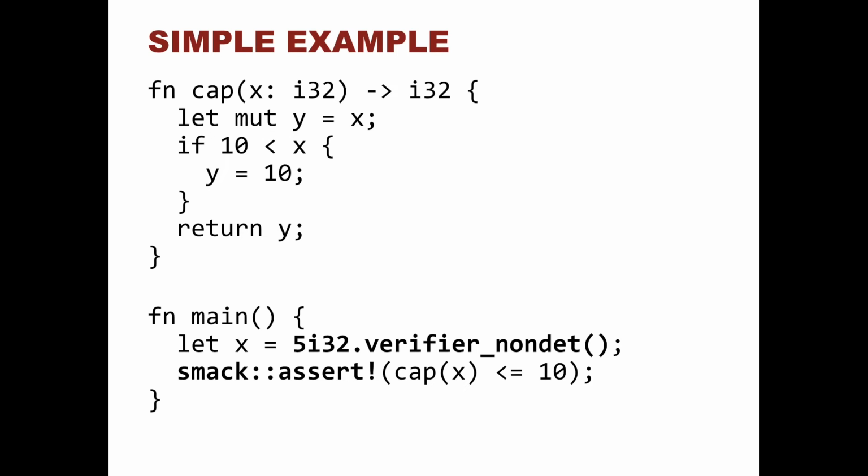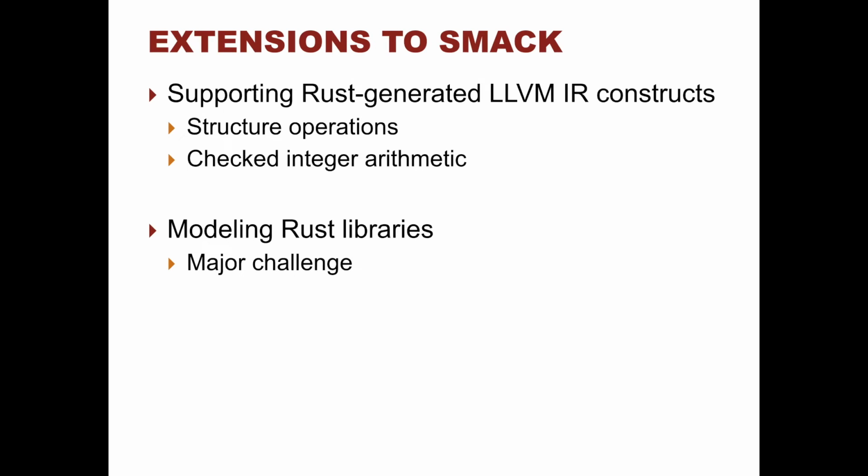And then if you run SMACK on this, x is going to be an unconstrained non-deterministic value, and it's going to discharge this assertion. And this is a very easy example. Okay, so a little bit of these extensions we had to do. To support this Rust-generated LLVM IR, we mainly had to support structure operations and checked integer arithmetic. And then we also model some of the Rust libraries. That's a major challenge. I'll talk more about this.